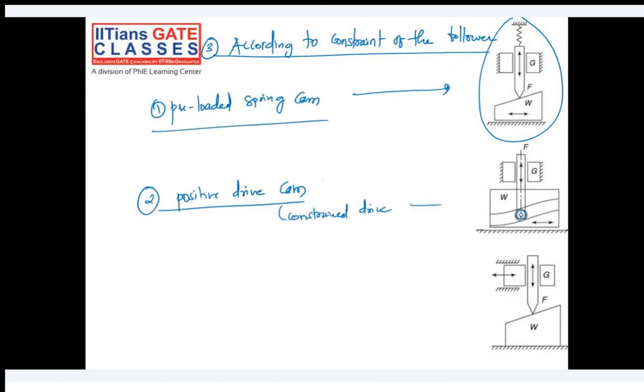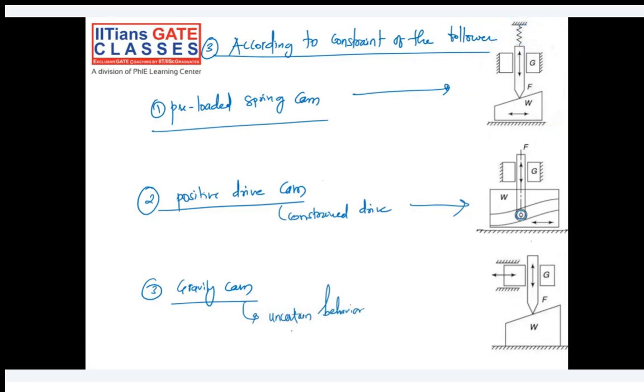And the third one is the gravity cam. Same as this first figure, but the spring we have removed. We don't have a spring here. Okay, so by the action of gravity, the motion of the follower with respect to the cam will happen. But here there is a chance of uncertain behavior. If you don't put the spring, because of that we can expect some uncertain behavior in the gravity cam. Okay, here we are using only gravity force to make sure of contact between the cam and follower, and that is the only reason for uncertain behavior. If you use a spring, then we can be a little more sure about it.